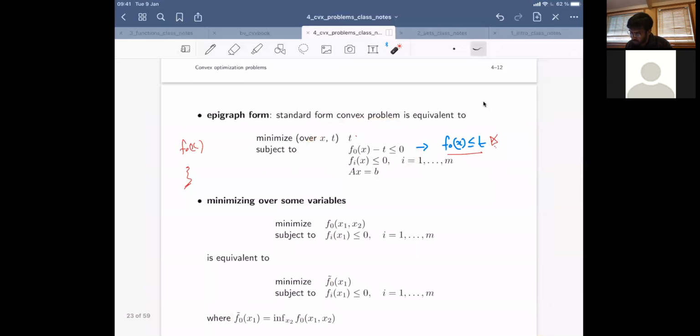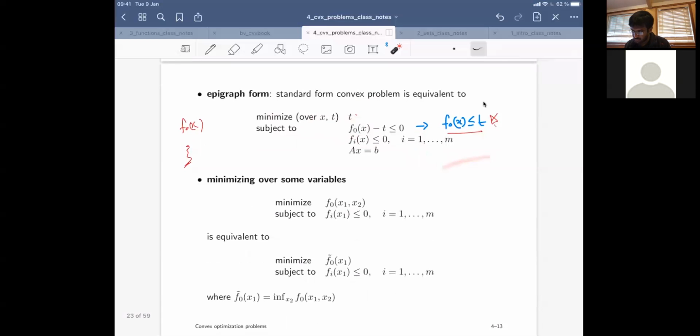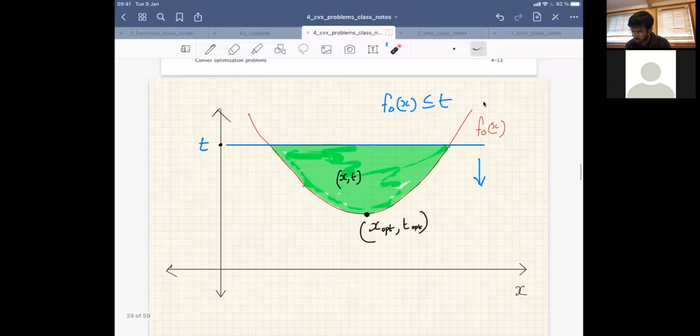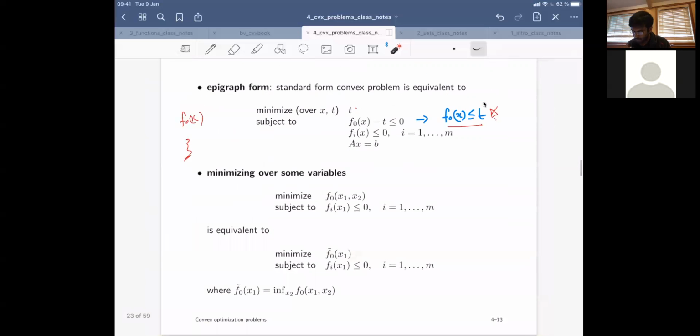The beauty of this is that sometimes this function can be non-linear, convex but non-linear. But if you rewrite it this way, your objective function is just t. It's a linear function, right? So this can help in some cases. That's why we call this the epigraph form, since it forms something similar to an epigraph.